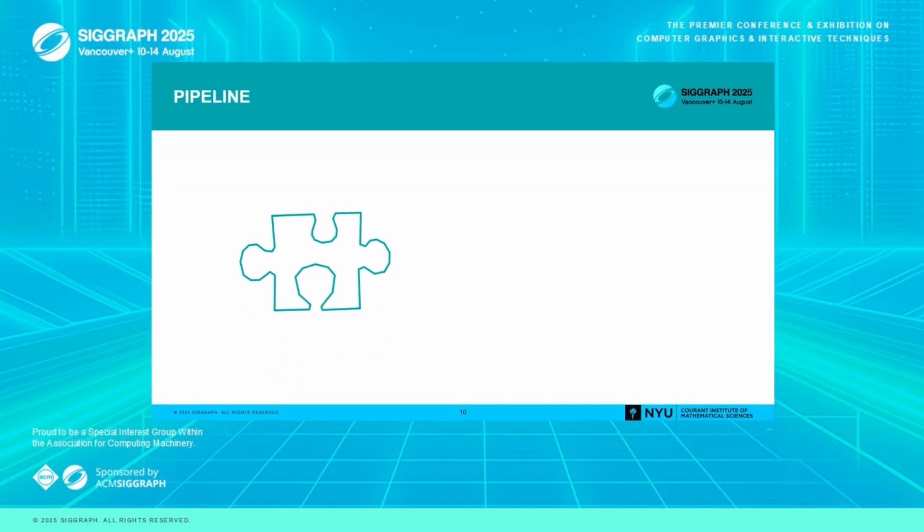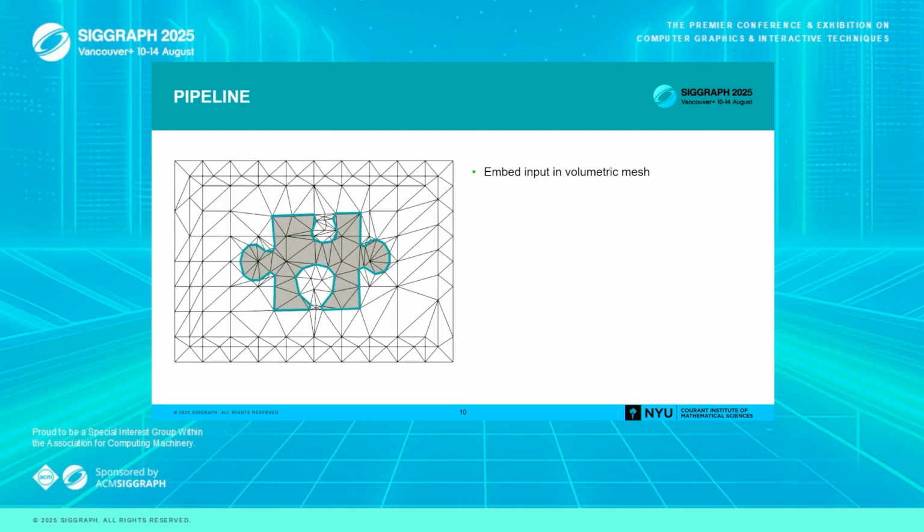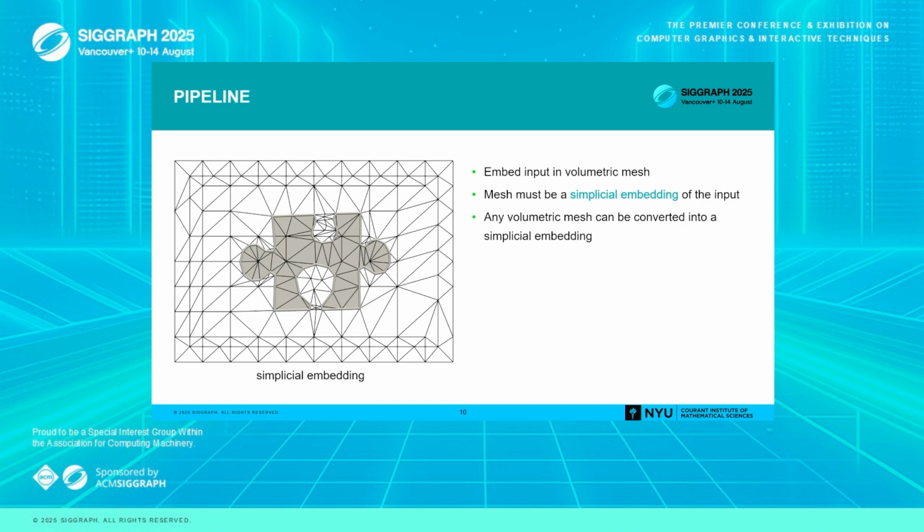Okay, how does this work? The first thing we need to do is embed the input in a volumetric mesh. In 2D, you can triangulate the domain. In 3D, there are methods like TetWild or constrained Delaunay tetrahedralization. Our volumetric mesh has to fulfill specific criteria, and if it does, we call it a simplicial embedding of the input. Luckily, any volumetric mesh can be converted into a simplicial embedding with just a few simple operations that I will explain later.